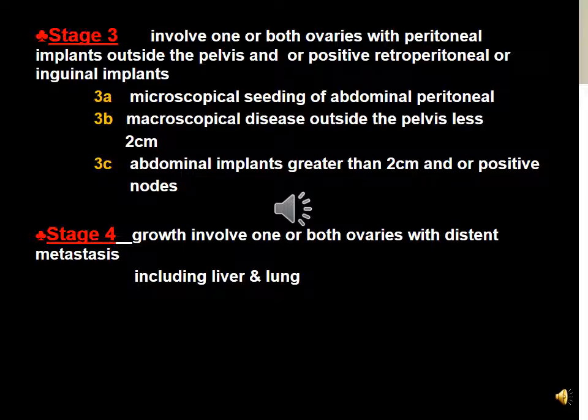When we shift to stage 3B, there is an obvious lesion in the peritoneum. There is macroscopical disease outside the pelvis, but the size of the implant is less than 2 cm. Stage 3C, when the implant is greater than 2 cm and/or there is a positive retroperitoneal or inguinal lymph node. Stage 4 is distant metastasis to the lung or to the liver.